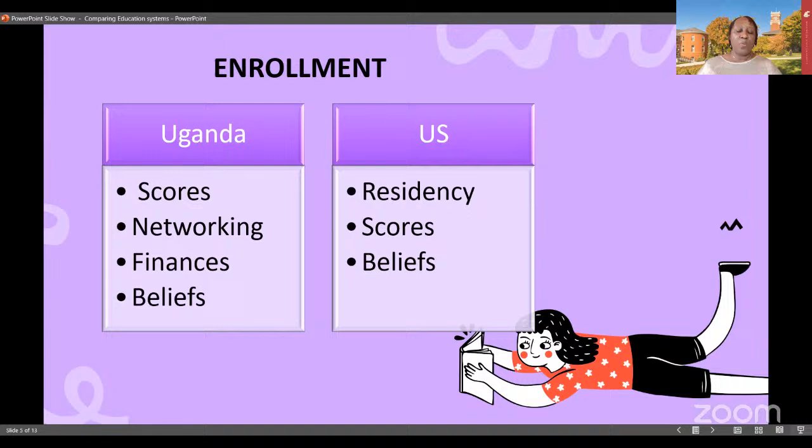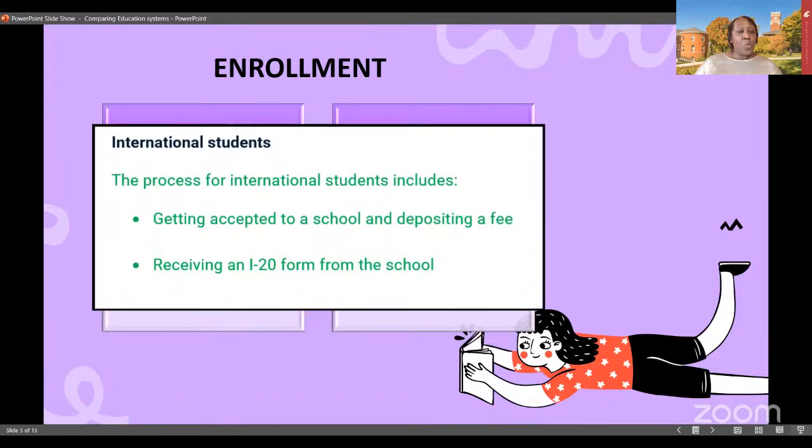There are also religious schools. If you really want a religious foundation, a strong Christian foundation for your child, you can enroll your kids in those schools. Sometimes there are also international students who study in primary and secondary schools, as well as universities.